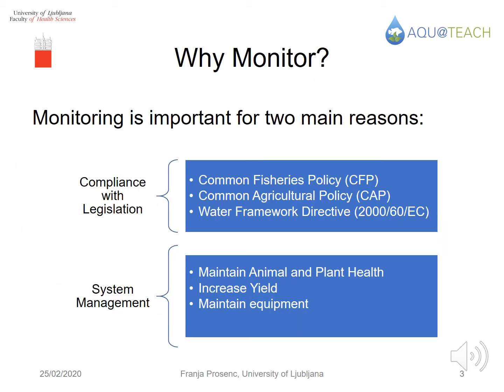First, in the introduction, you're going to learn the reasons why monitoring is needed in aquaponics. Now, one thing is that you, as the owner or the operator of a system, need to comply with the relevant legislation, such as the Common Fisheries Policy, the Common Agricultural Policy, and Water Framework Directive. Another aspect of why monitoring is important is the management of the system. Detecting problems early is essential as well as beneficial, so you as the operator can maintain animal and plant health, increase yield of your product, and maintain your equipment.